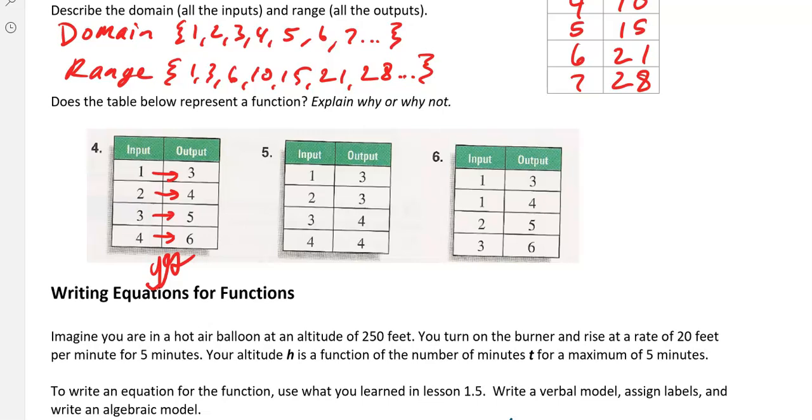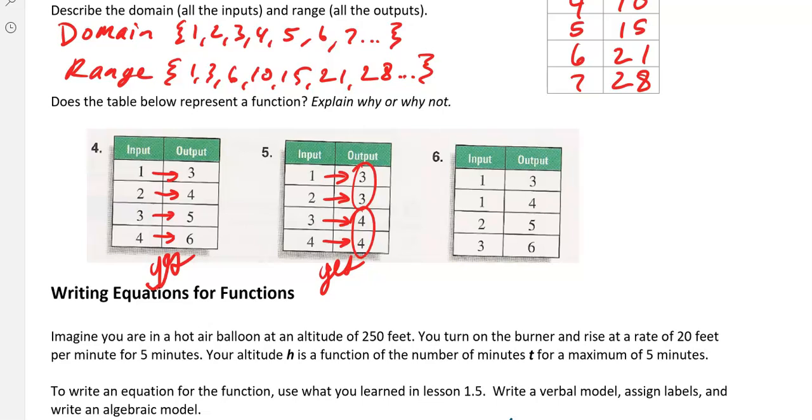How about the next one? Let's see. The input is 1, the output is 3. The input is 2, the output is 3. Whoa, what's going on? Don't worry, that's still a function. Even though the input of 3 has an output of 4, the input of 4 has an output of 4. Does every input value have exactly one output? Yes. It's okay if they share the same output, that's fine. You just have to make sure that every input has only one output, and that's true. So yes, that's a function.